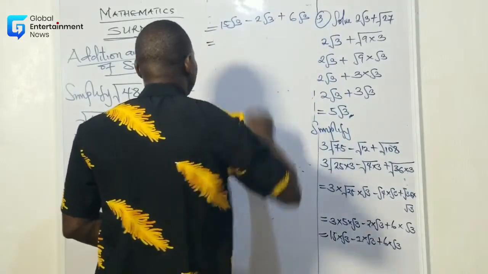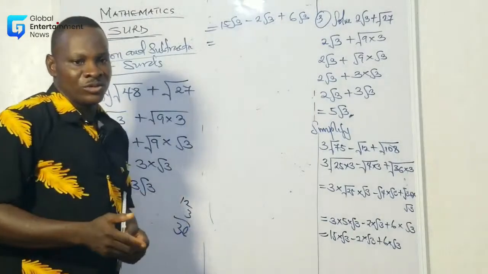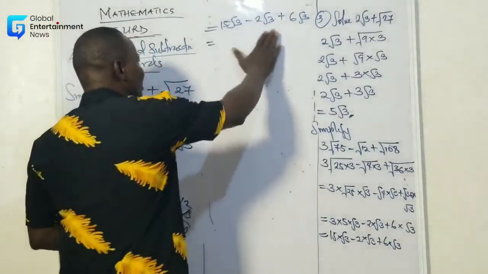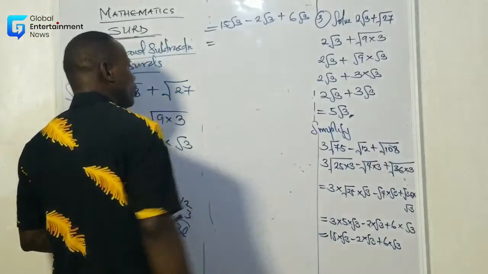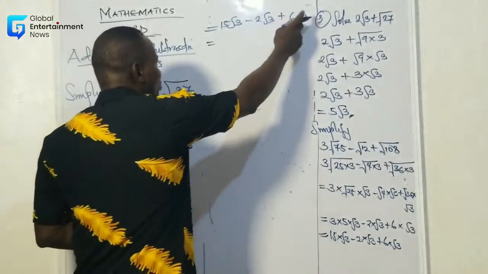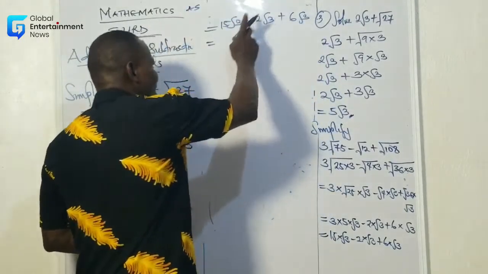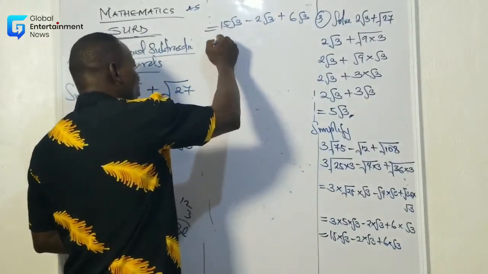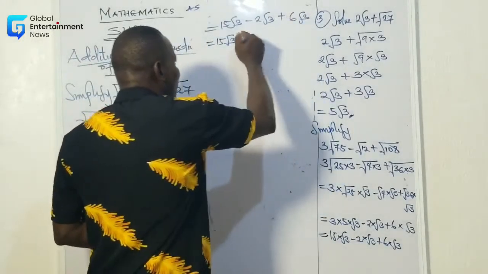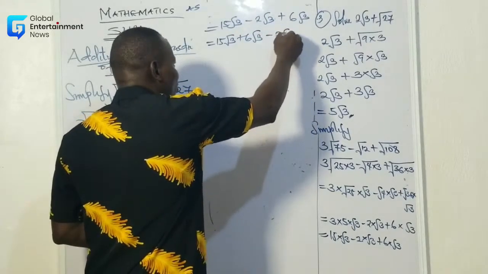Now looking at this, don't be confused. If you're working on theory, please arrange this thing very well so that you will not make mistakes. So how do you arrange this? You can just put the addition before the subtraction. Put this one here and put this one here. So this one will give us 15 root 3, plus 6 root 3, and this is minus 2 root 3.